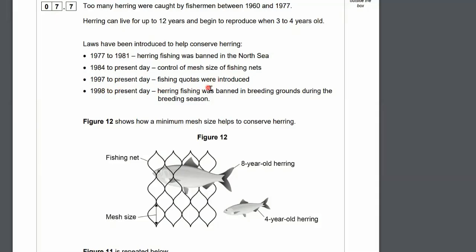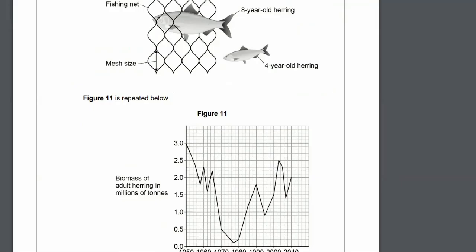1984 to the present, the control of the mesh size of the nets. And 1997 to the present, fishing quotas were introduced. And 1998 to the present day, herring fishing was banned in the breeding grounds during the breeding season. You can see these big fat 8-year-old herring get stuck in the net, and the 4-year-old herring can just swim on through.